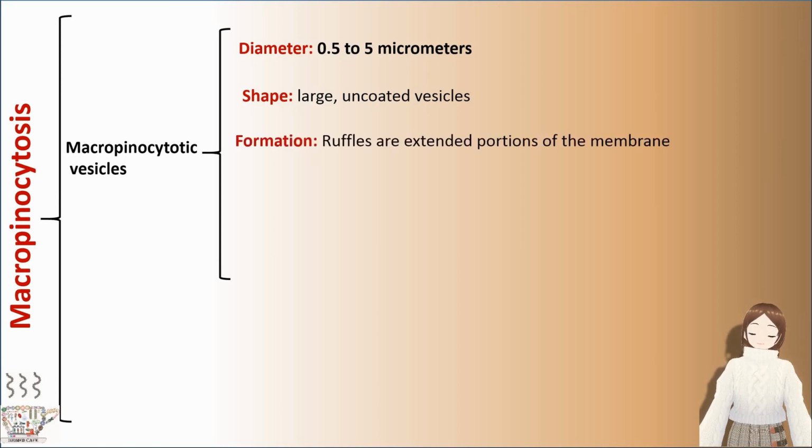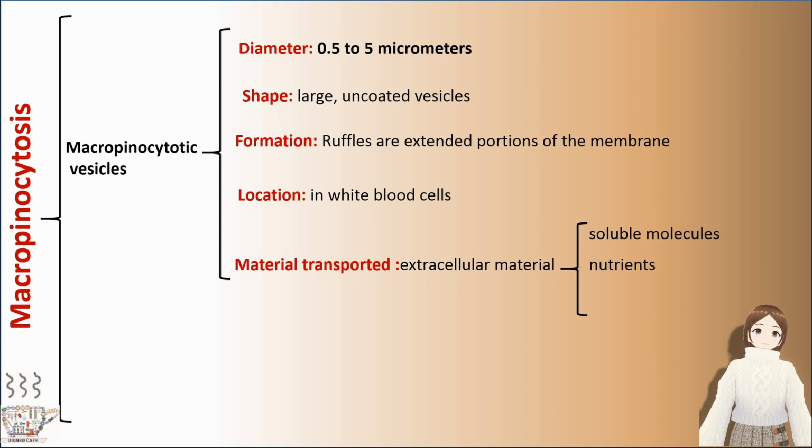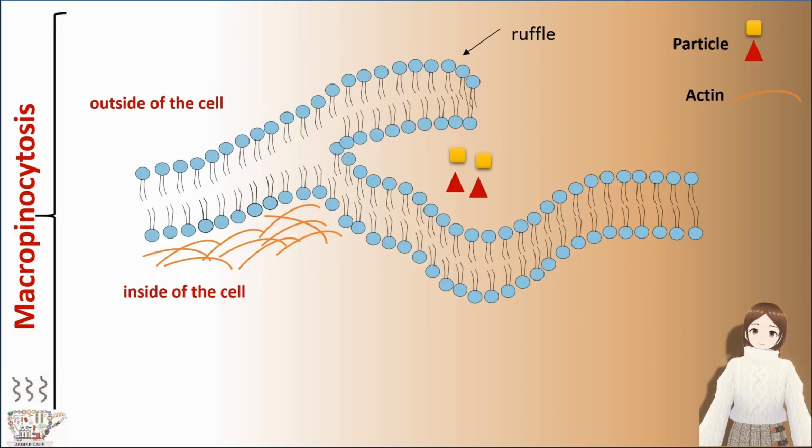They form by ruffles, which are extended portions of the membrane. They are located in white blood cells, and material transported by macropinocytosis is extracellular material, such as soluble molecules, nutrients, and antigens. I want to explain about macropinocytosis steps.